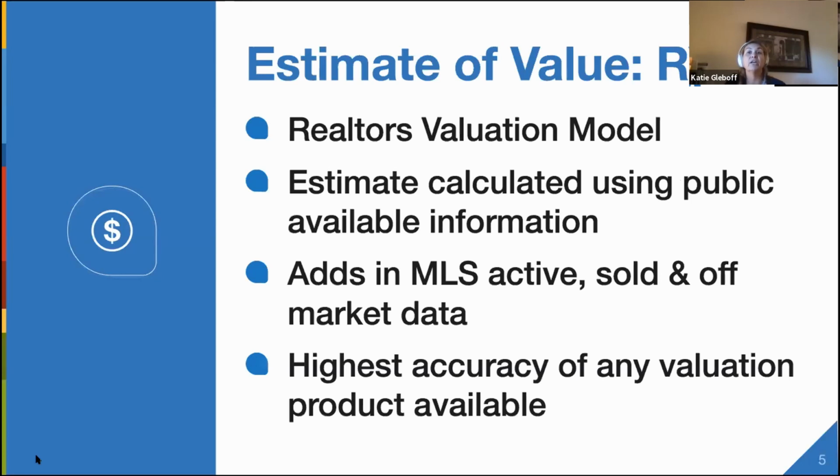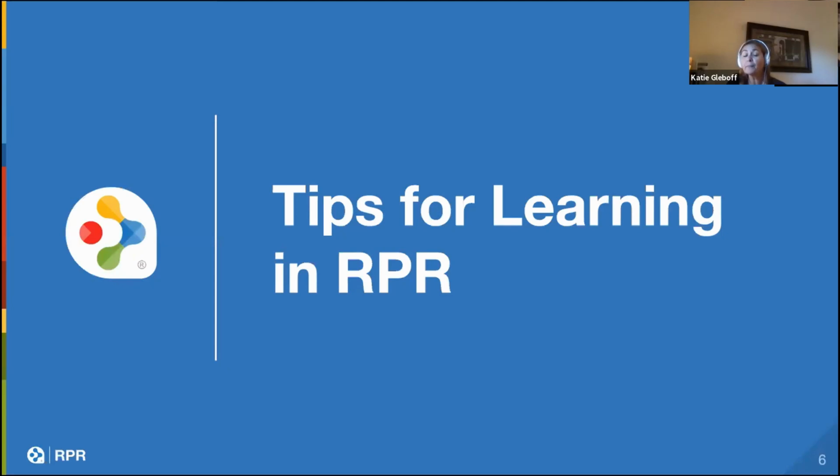We also display an RVM, and what makes the RVM unique is that it's trademarked to RPR, so it's owned by members of the National Association of Realtors, and this is the Realtors Valuation Model. It's a market value estimate calculated using publicly available information, and then we also include that local layer of MLS active, sold, and off-market data to determine the estimate of a property's value. So this is the highest valuation of any product that's available.